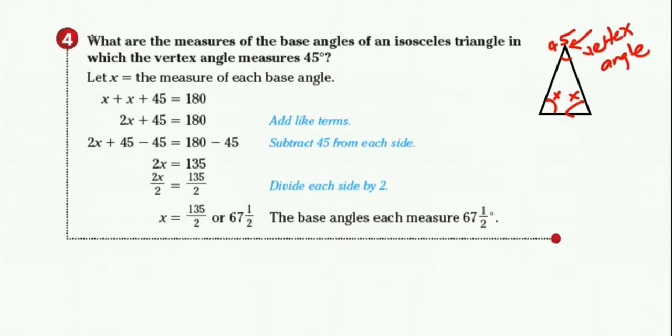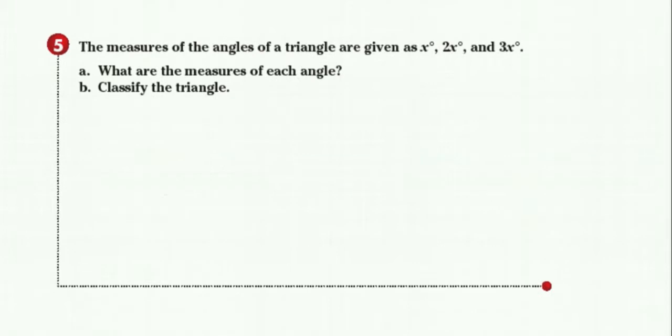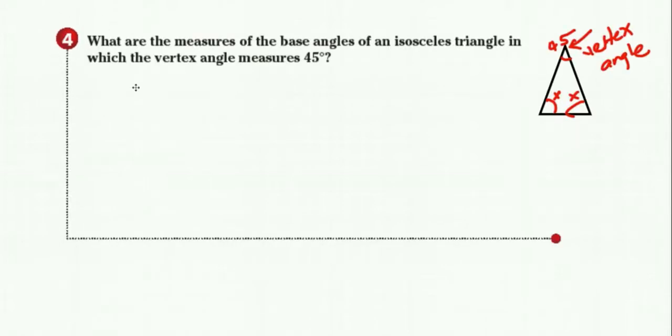Okay, and finally, let's go to the last example. The measures of the angles of the triangle are given as x, 2x, and 3x. What are the measures of each angle, and classify the triangle? Okay, before we do that, I think we classified it here at the bottom. Let's see if we did. Nope. Okay, it's probably here.